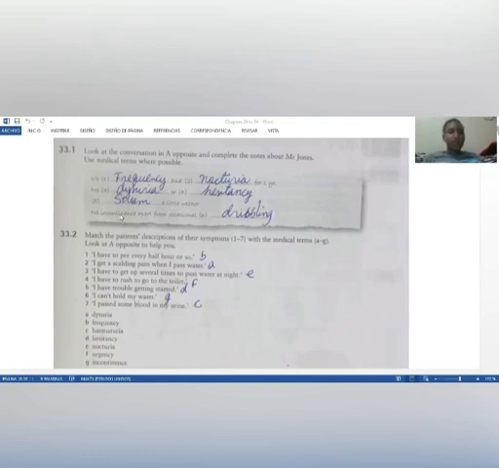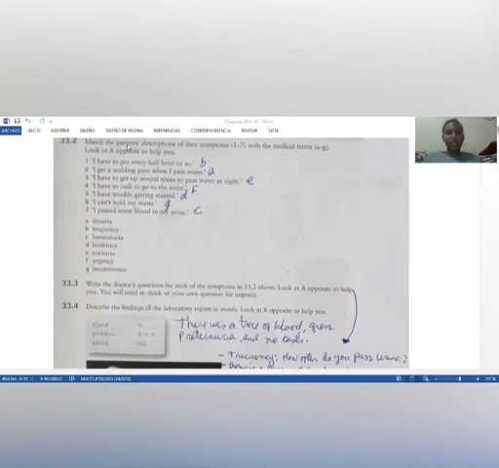No incontinence apart from occasional breathing. Match the patient's description of their symptoms 1 to 7 with the medical terms A to G. Look at A opposite to help you.